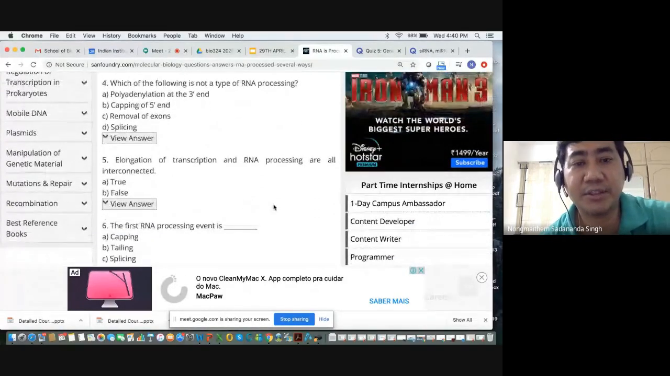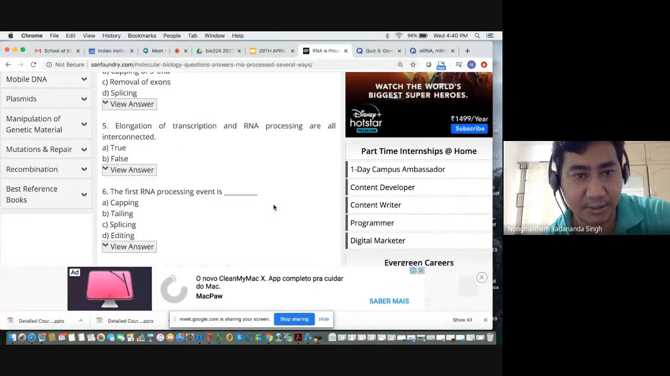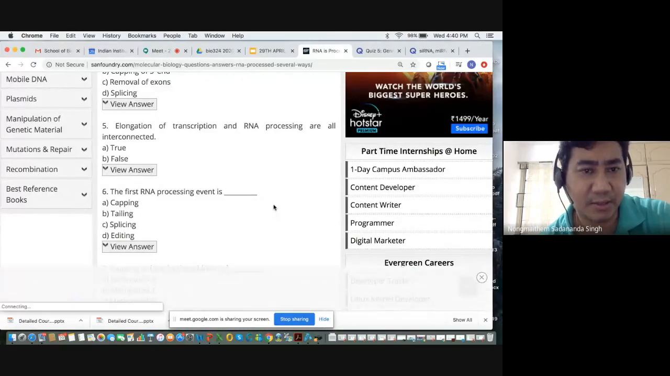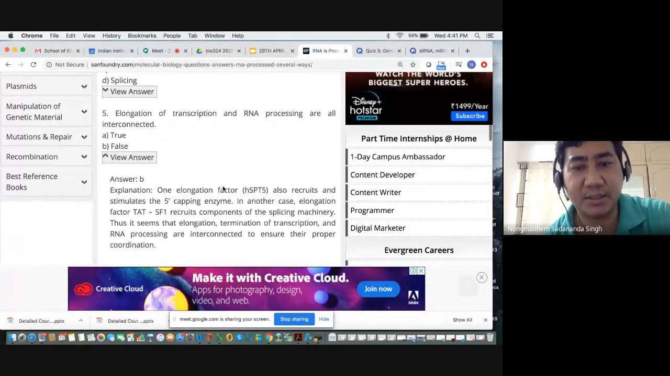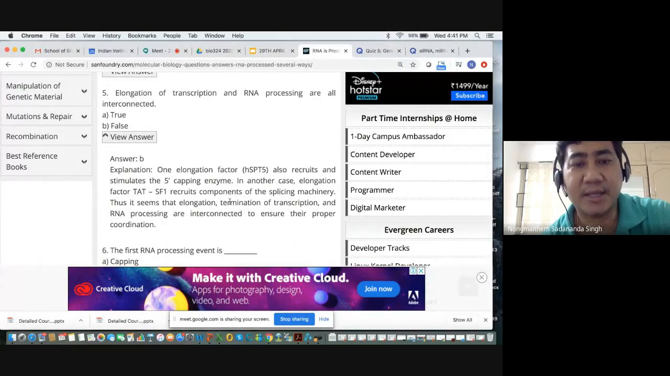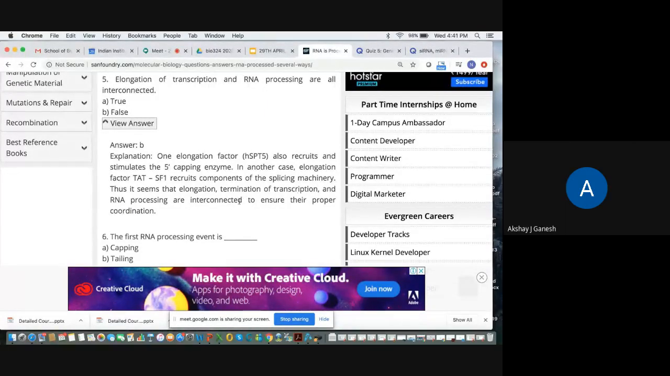Then, elongation of transcription and RNA processing are all interconnected. False, right? It's false, correct? Let's see, B. Okay, so it's not true, correct? Because there is an answer also. There is a good thing about this website, that the answer is also there.